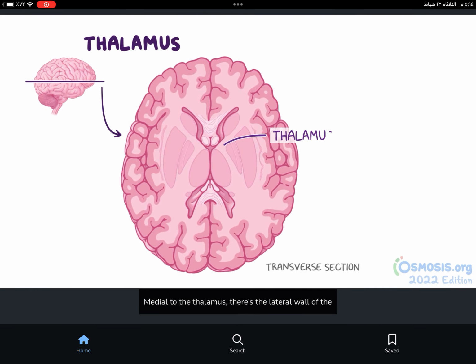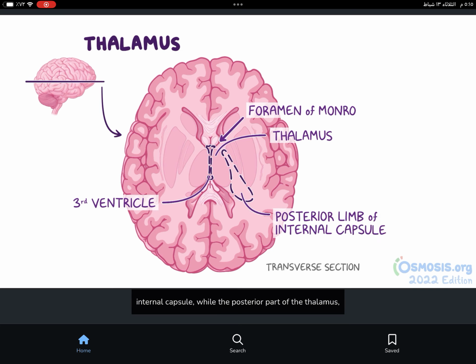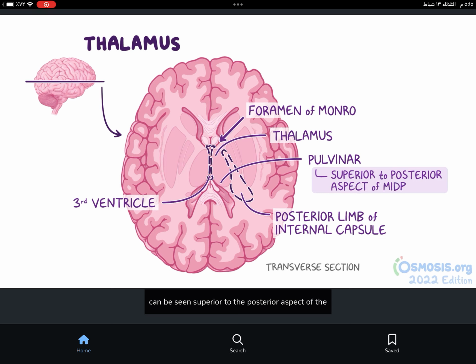Medial to the thalamus, there's the lateral wall of the third ventricle. Anterior to the thalamus, there's the interventricular foramen, or foramen of Monroe, through which the cerebrospinal fluid, or CSF, flows from the lateral ventricles to the third ventricle. Lateral to the thalamus, there's the posterior limb of the internal capsule, while the posterior part of the thalamus, called the pulvinar, is not covered by other structures and can be seen superior to the posterior aspect of the midbrain.